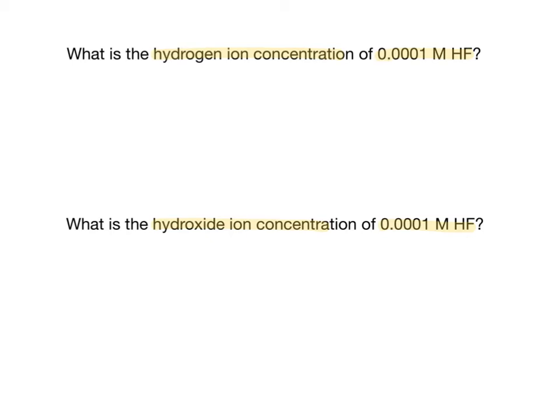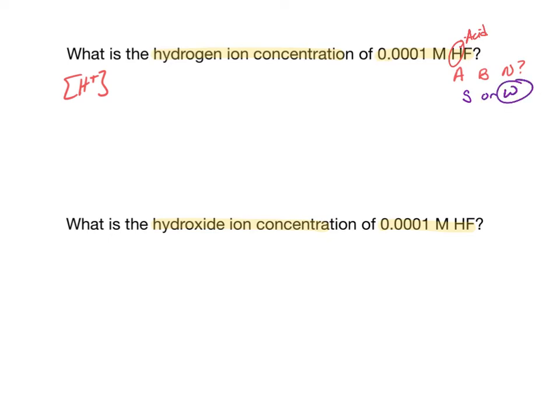Now, as before, we should start by finding out if we have an acid, a base, or a neutral. That's step one. Here we see that we have an acid, so that means that we know the hydrogen ion concentration directly. The next step is to decide if we have a strong acid or a weak acid. And in this case, we have a weak acid.